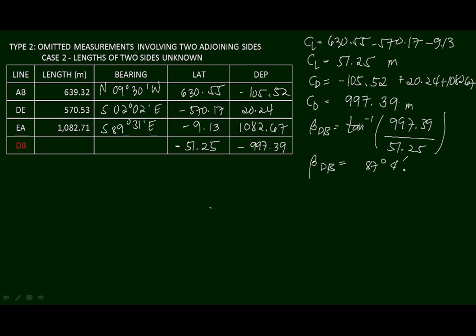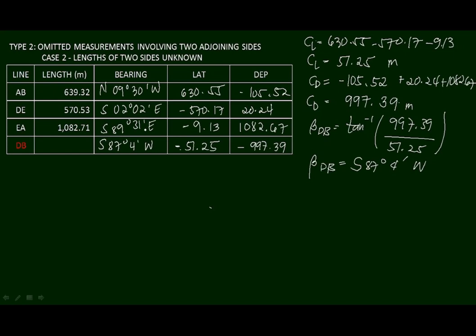So, 4 minutes. What is my direction? Negative yung latitude, so that is south. Negative yung aking departure, so that is west. So, the bearing of my line DB is equal to the south 87 degrees 4 minutes west.